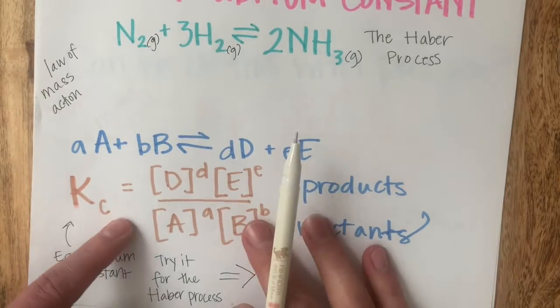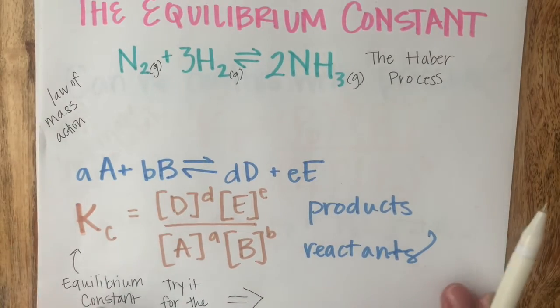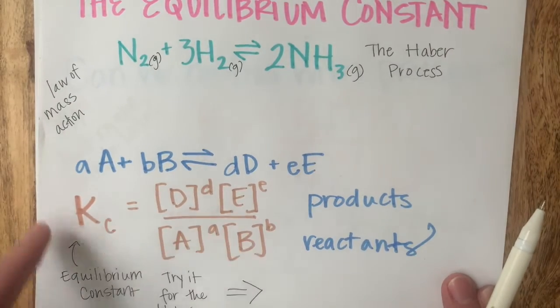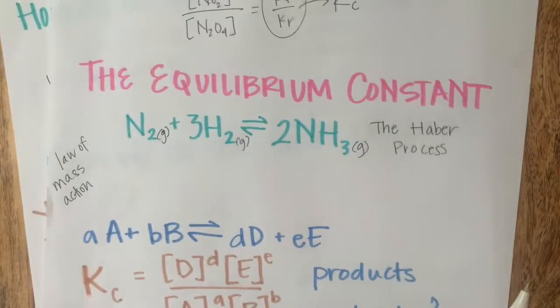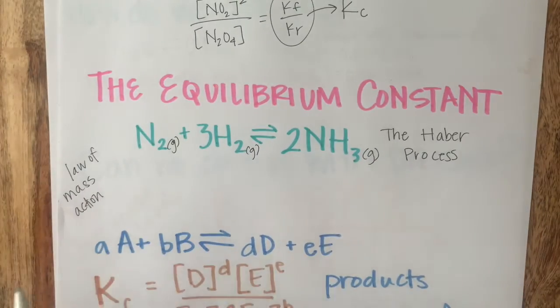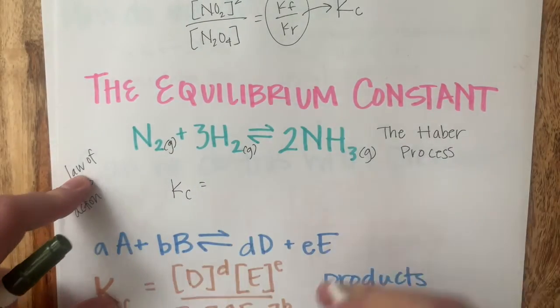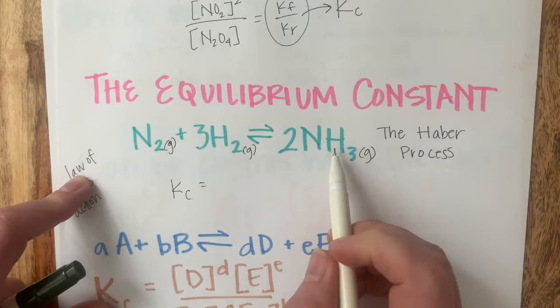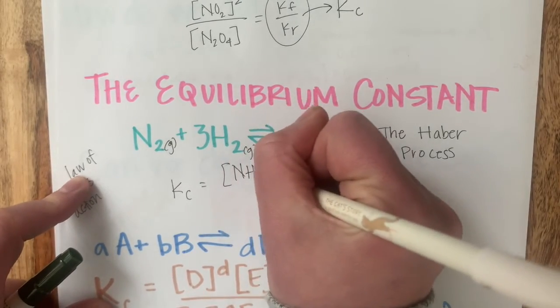So this is something you just need to know how to do. It is on your green sheet. So let's try and write up, this is called an equilibrium constant expression. Let's write it for the Haber process, but let's do it up here. Okay, so it's going to be Kc, and then up top, we put products, right? So we're going to put NH3, the concentration of NH3.